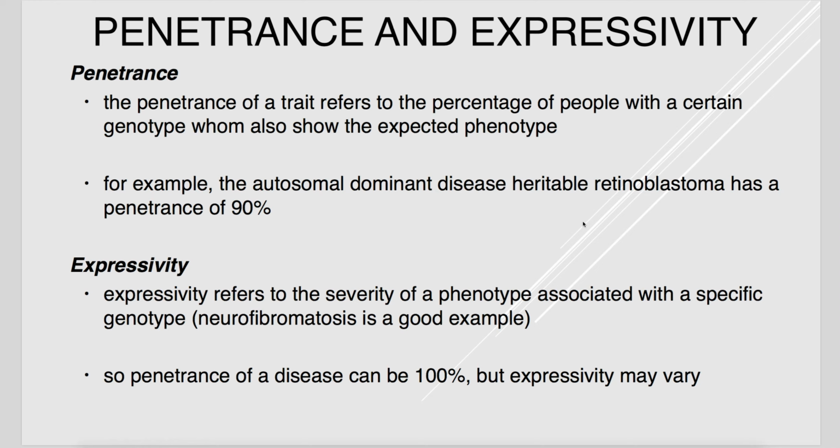And then expressivity is similar but different. This refers to the severity of the phenotype. So you might have 100% penetrance, meaning everybody that has the genotype shows the phenotype, but you might have differences in severity. A good example is neurofibromatosis, where you get these nodular fibrous growths, and there can be a wide range of severity. Okay, you still have the growths, but you can have different severities.